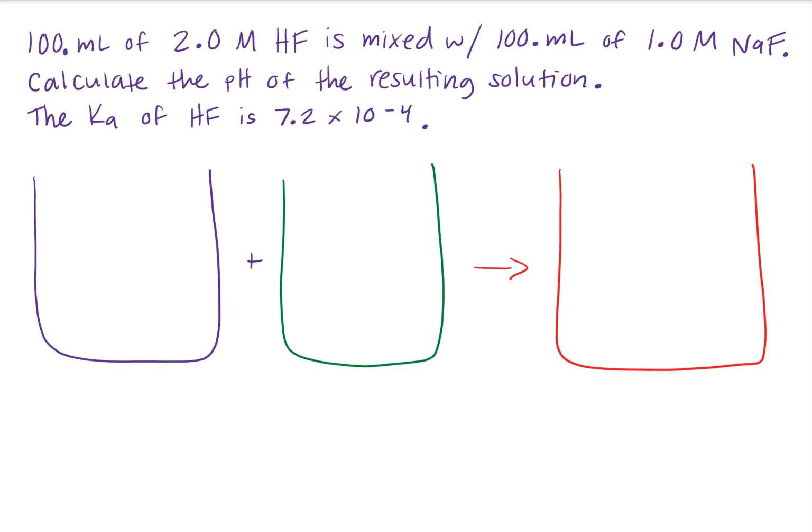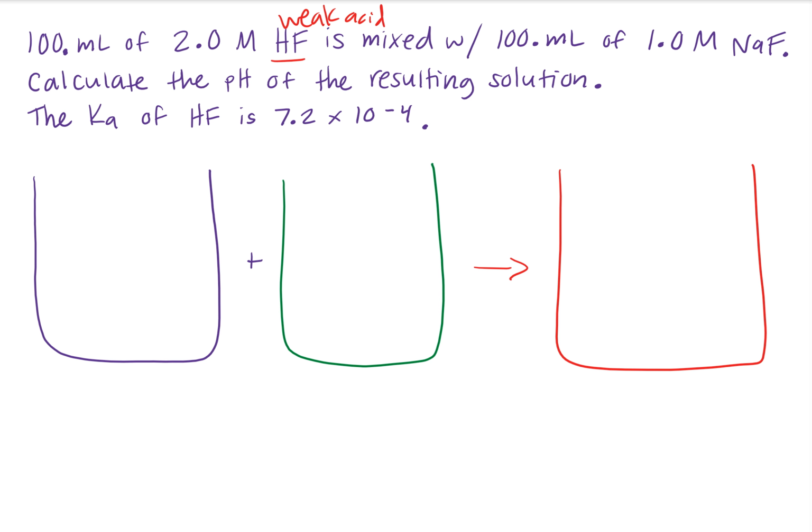Okay, so we're taking hydrofluoric acid and mixing it together with a solution of sodium fluoride, and they're asking me to calculate the pH of this resulting solution. They gave me some info here, like some starting volumes and starting molarities and the Ka of the hydrofluoric acid. So, well, I know hydrofluoric acid is a weak acid, and I know how to calculate the pH of a weak acid. I do a Ka ICE chart, calculate X is H, and I take the negative log of that.